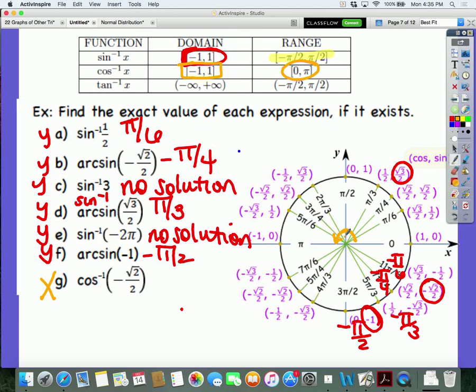Okay? So where is cosine of negative square root of 2 over 2? Well, that's right here at this value, which corresponds to 3 pi over 4. And that's our answer for this one.